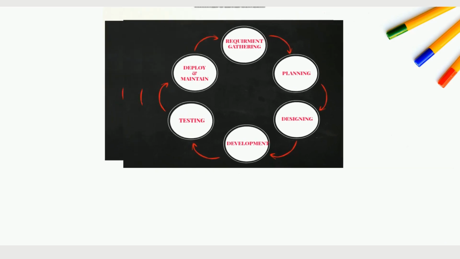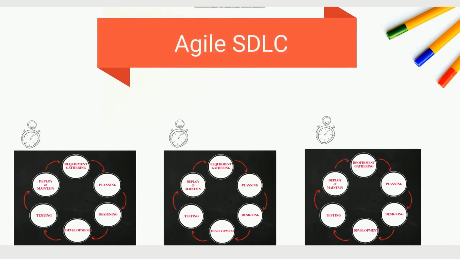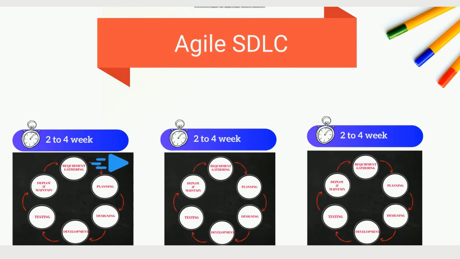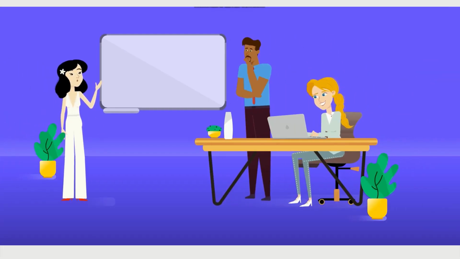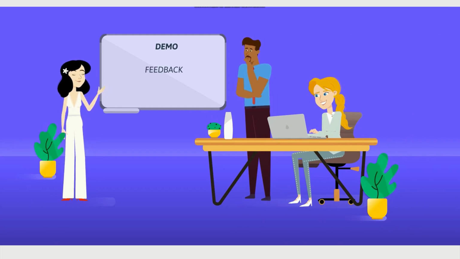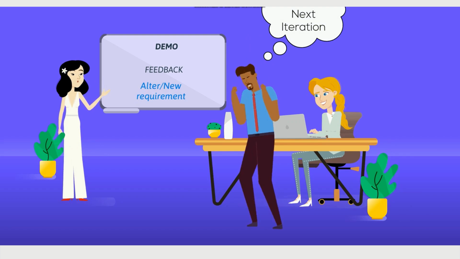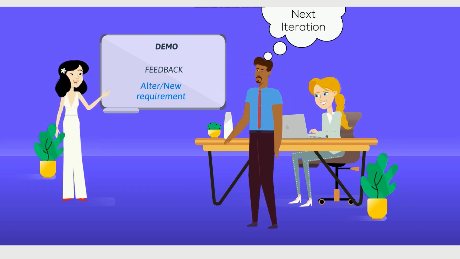This life cycle is called agile. Each iteration could be 2 to 4 weeks. Demonstration of the features can be given to Emma after every iteration, and based on the feedback from Emma, new ideas can be injected in the next iterations.